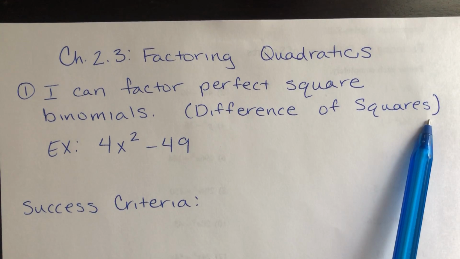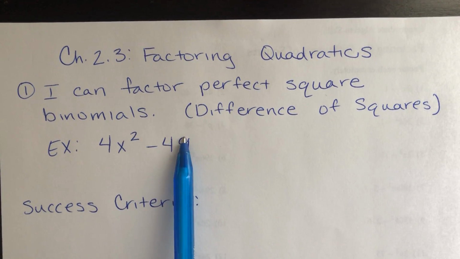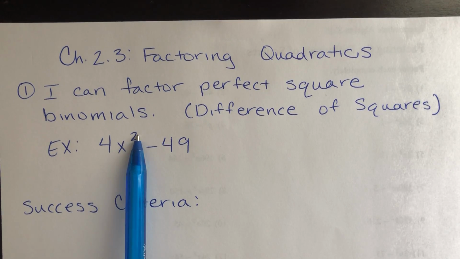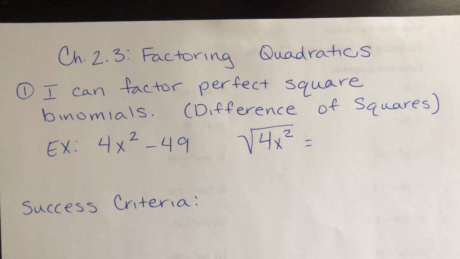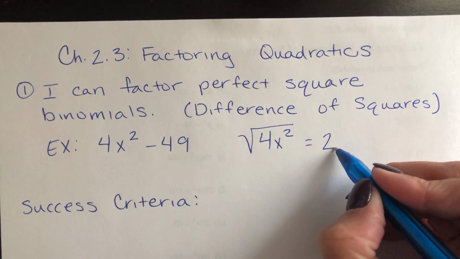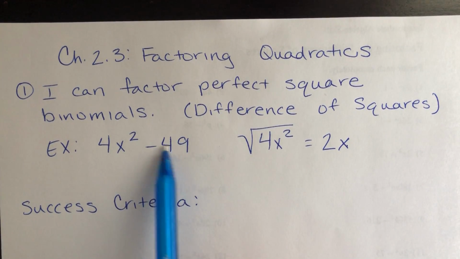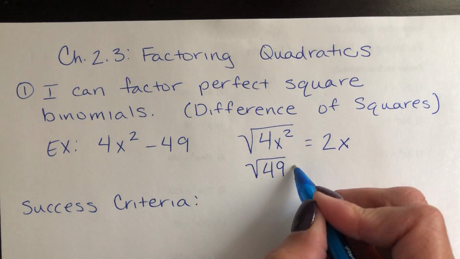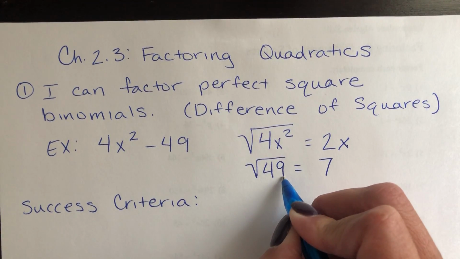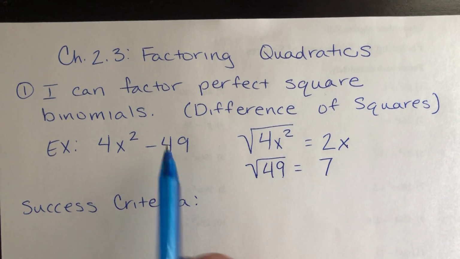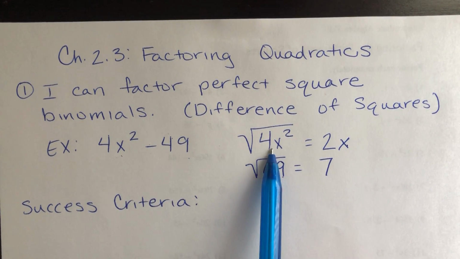And what makes this a difference of squares is that we're subtracting, that's the difference part, and then each term is a perfect square. So 4x squared, if I square root that, it comes out perfectly. The square root of 4 is 2, and the square root of x squared is x. If I take 49 and take the square root of it, that also comes out perfectly. That would be 7, because 7 times 7 is 49. So the square root of 49 is 7. That's what makes this a difference of squares: the subtraction, and both terms can be square rooted perfectly.